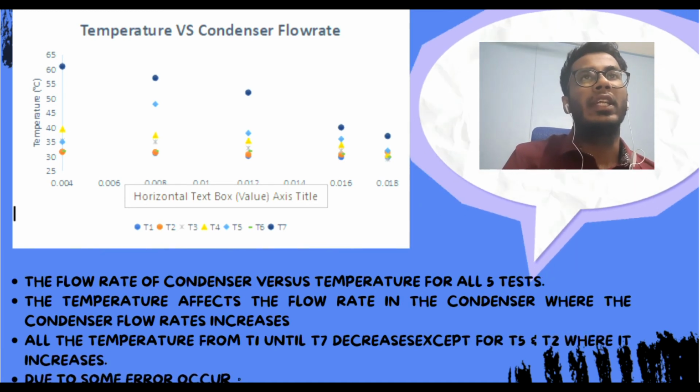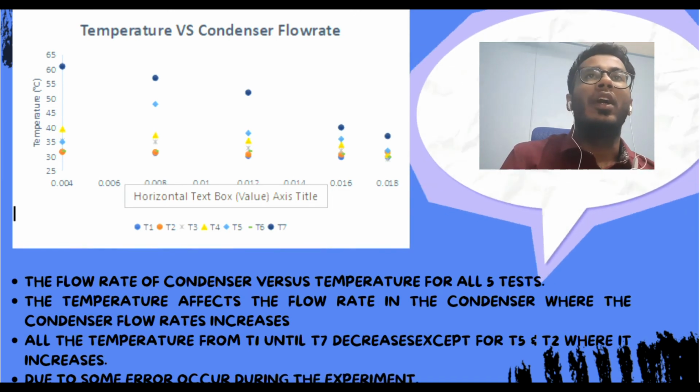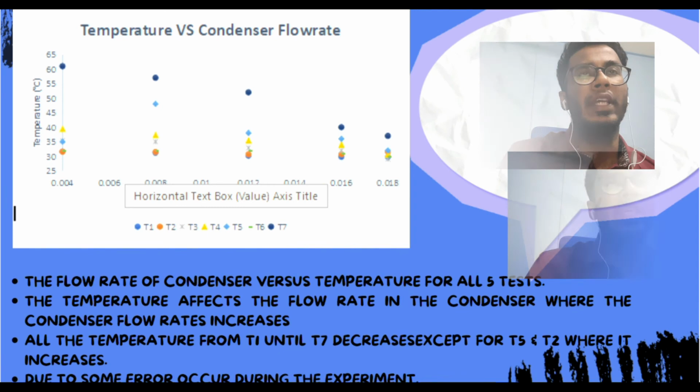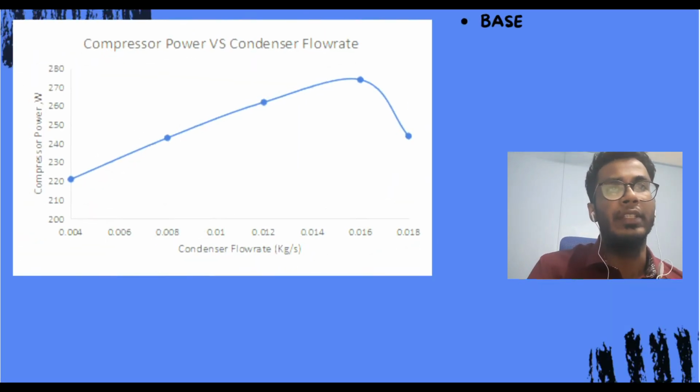From the graph we can see that for all the temperatures T1 to T7, when the temperature decreases, the condenser flow rate increases, except for temperature 2 and also temperature 5. This is because maybe there were some errors during this experiment, but from the data given we can see that when the temperature decreases, the condenser flow rate increases.